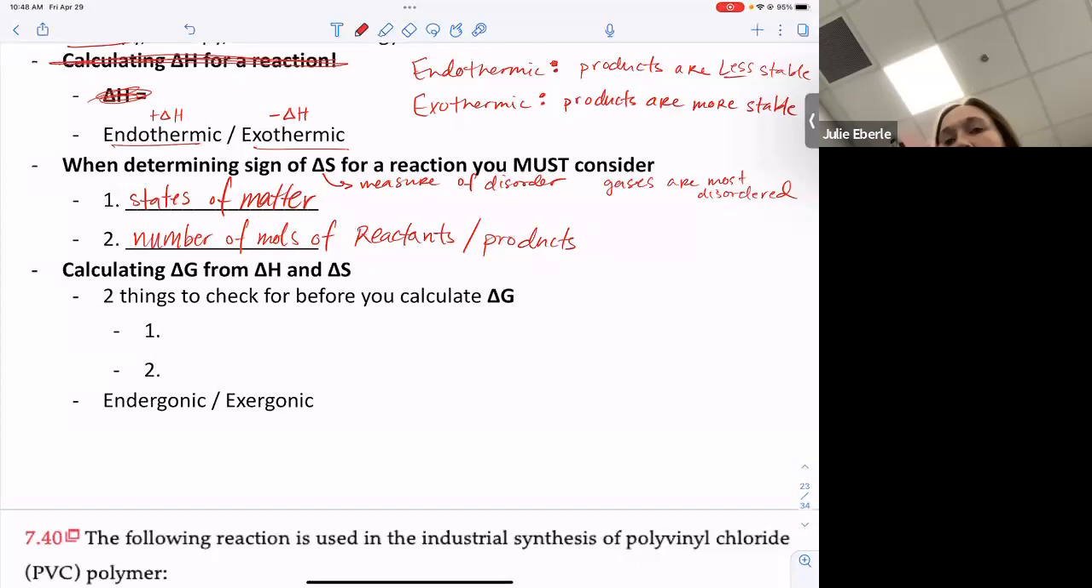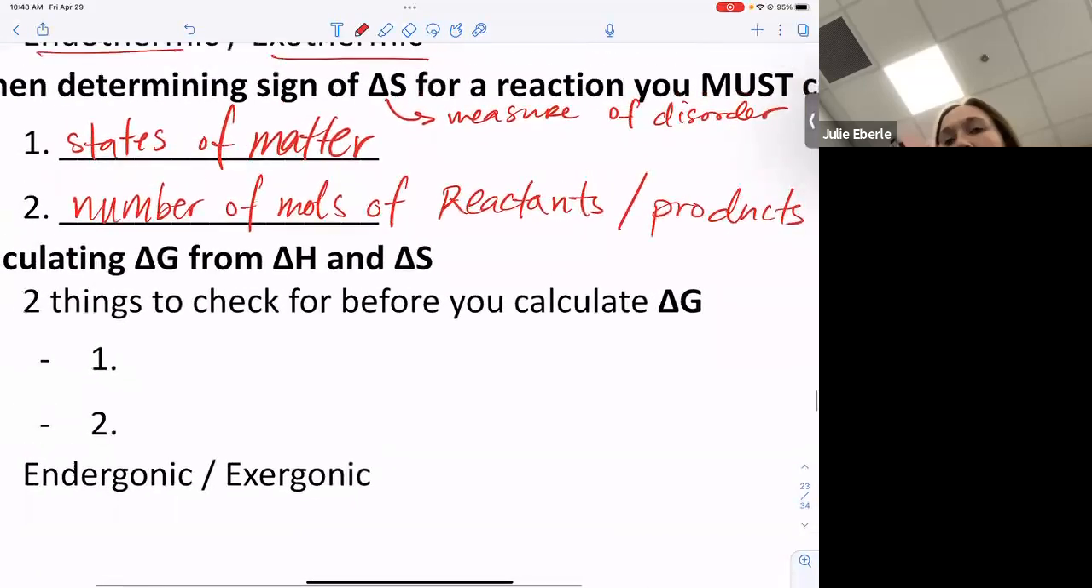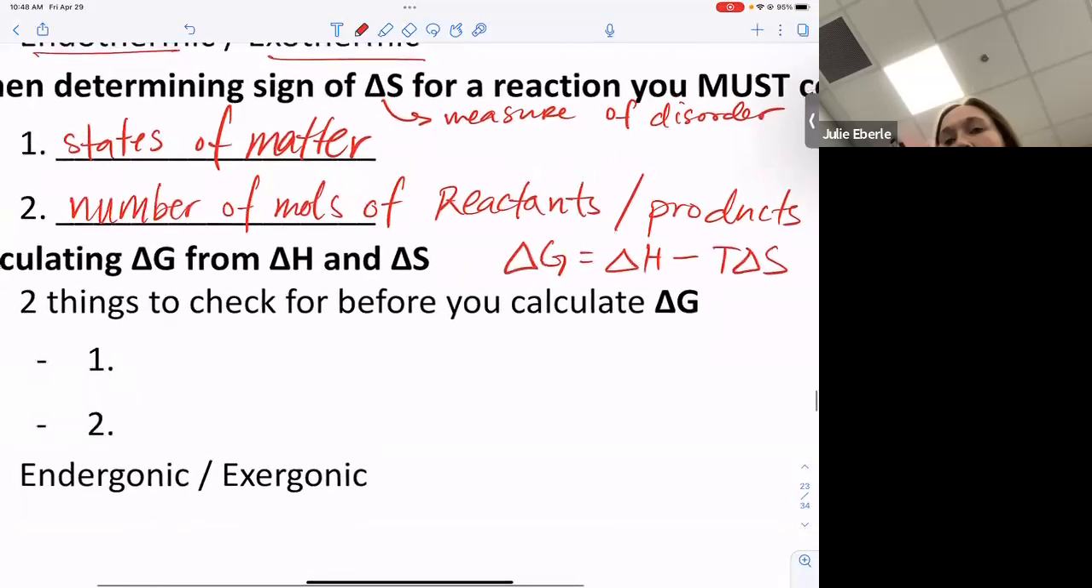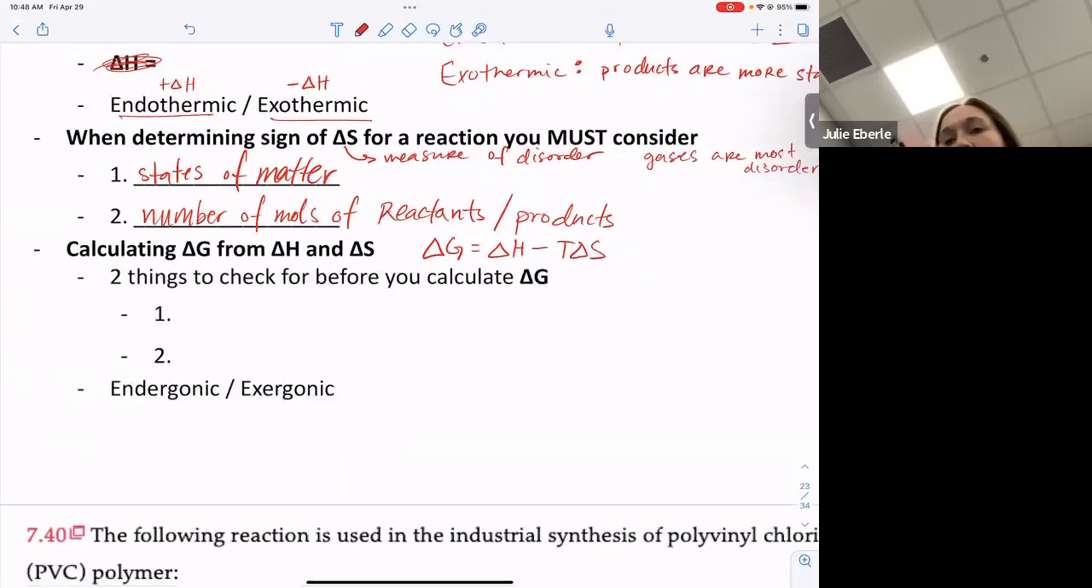Okay, and then once we understood delta H, and then once we talked about delta S, we said these two things come together to give us the overall picture, which is summarized with delta G. So we learned how to calculate delta G from delta H and delta S. And the equation that we had for this is right here. Delta G equals delta H minus T delta S.